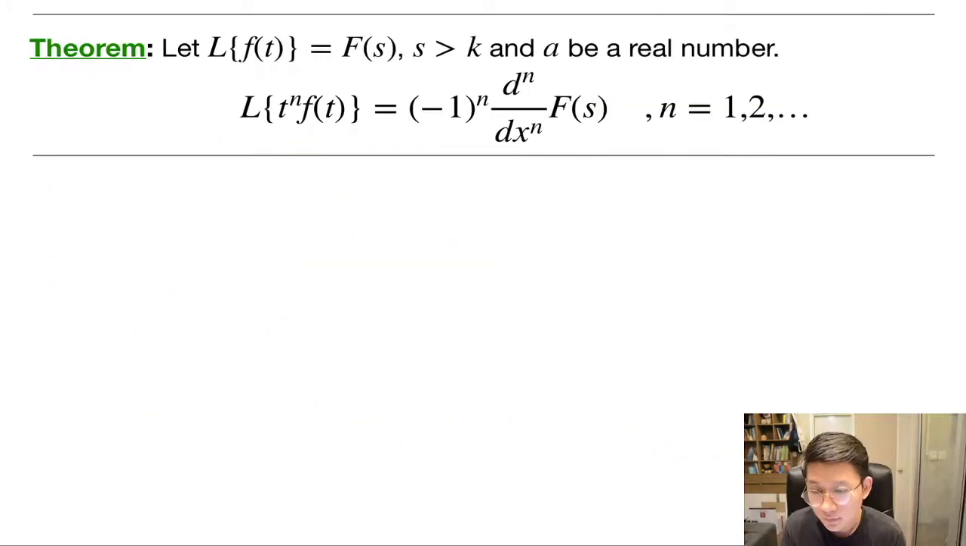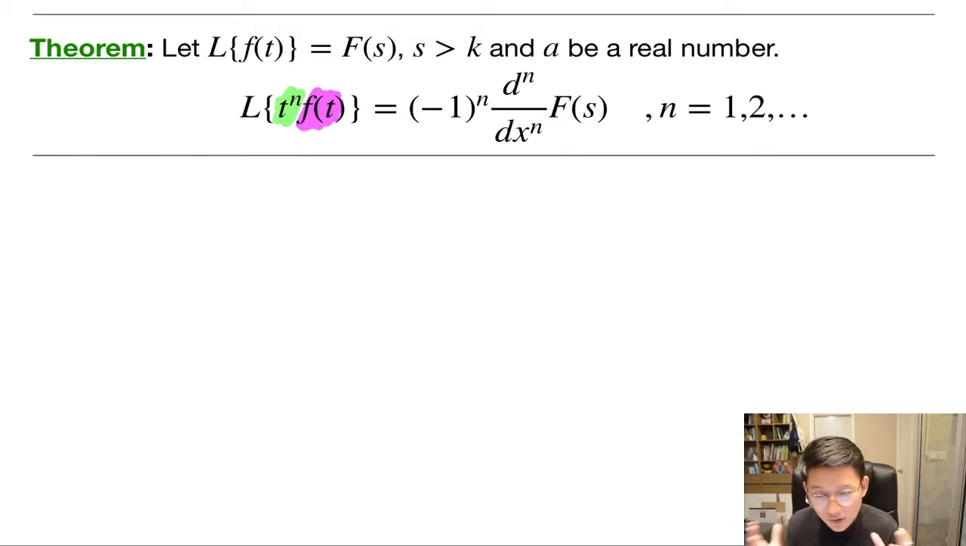Okay, the next technique is when you have t to the n times f(t). In that case, if you want to find the Laplace transform of t to the n f(t), it's the same as, first you get minus 1 to the n, and then you differentiate F, the big F, which is the Laplace transform of f(t), n times.